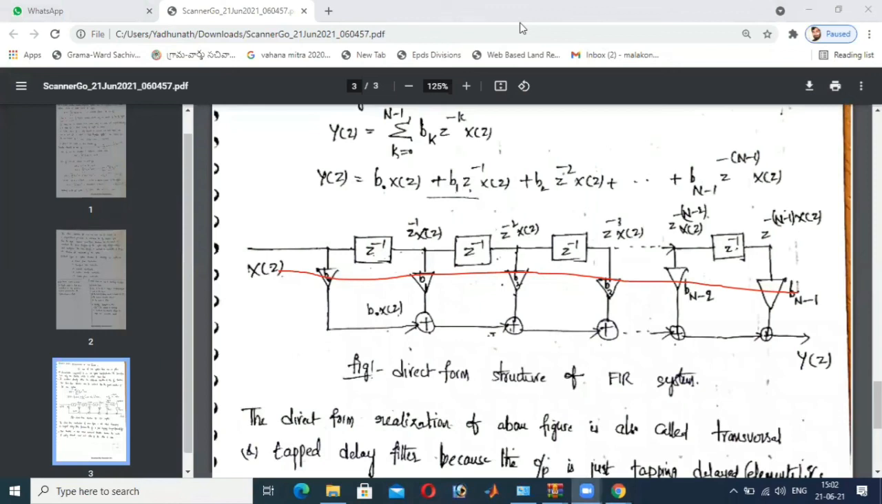Yes, sir. So we don't have any kind of complexity here. We are just taking the output value y of z, and we just take the input value x of z. Whatever coefficient we have, that coefficient is provided at the multiplier section. We multiply the input with the corresponding coefficient and get the output. Those values are added in the successive adders, and finally we get the y of z value. So this is what we call a direct form realization.